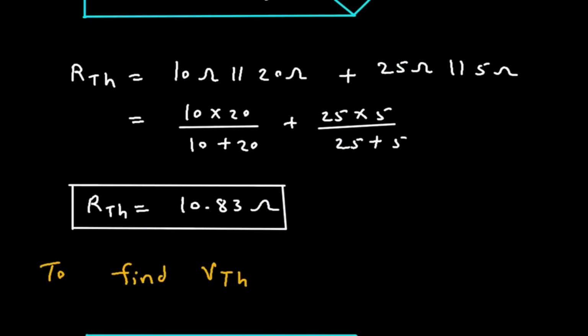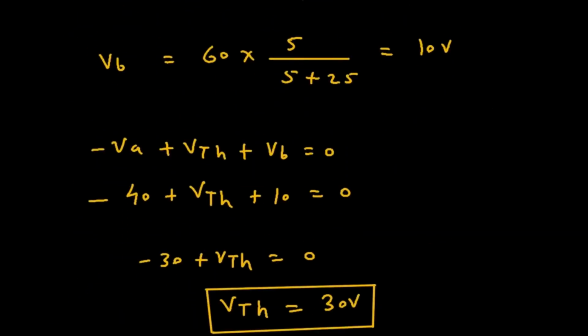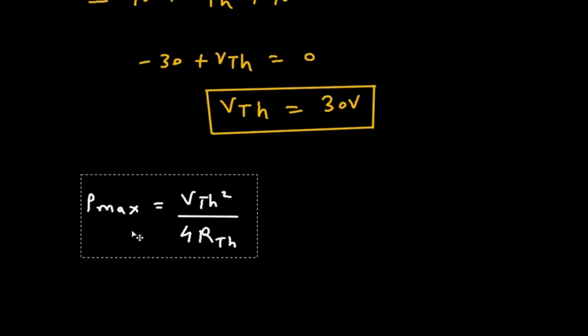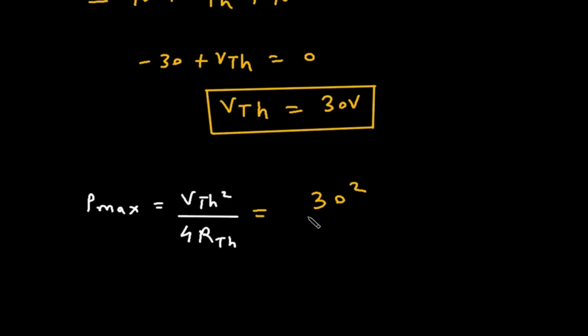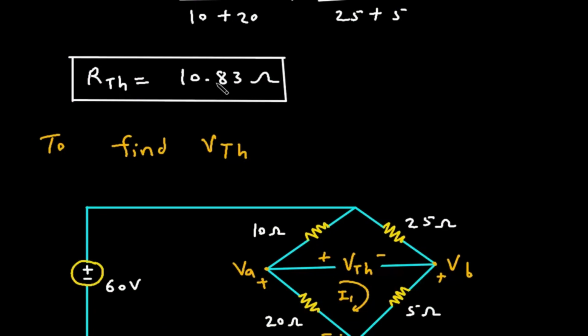Now we have the value of VTH and RTH. From this we can find Pmax. Pmax is equal to VTH square by 4 RTH. VTH is 30 square divided by 4 into RTH. Now this RTH is 10.83.